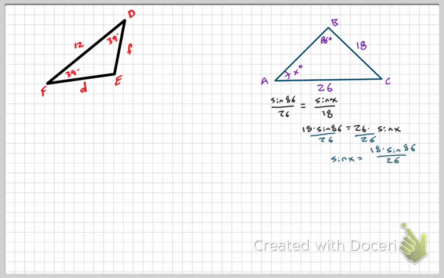And so here's how you want to enter this in your calculator. All right, follow this step by step. We're going to do 18 times the sine of 86. That gets us 17.956. We're not going to clear that value. We're now going to divide by 26. That gets us 0.690621. So we need to take the inverse value of that decimal.